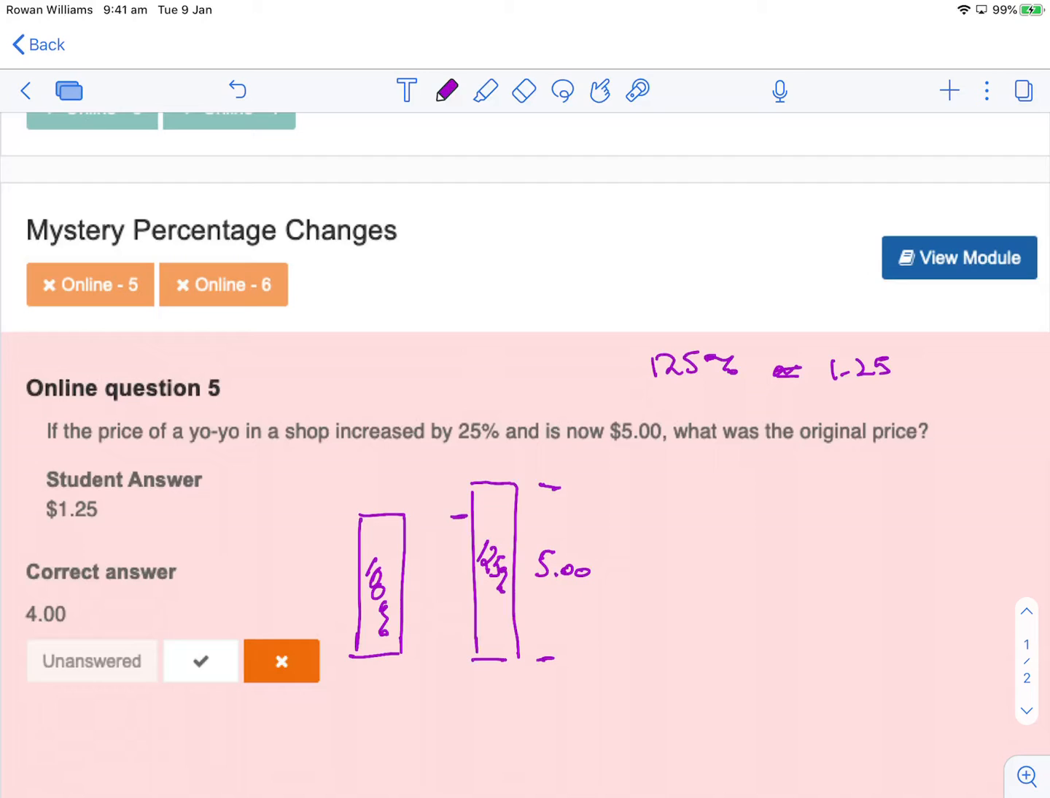So I'm going to write that out as a little number sentence. 125% of my starting amount, which I'm going to just call X, equals $5. Now I'm going to convert this to a decimal, and rather than saying 125%, I'm going to say 1.25 times by X equals $5.